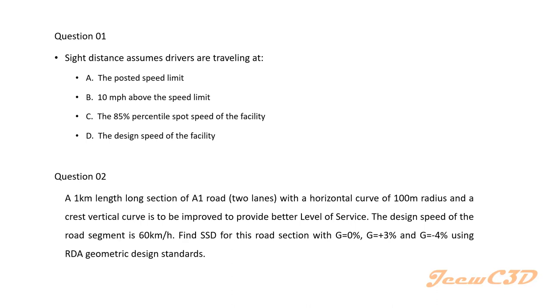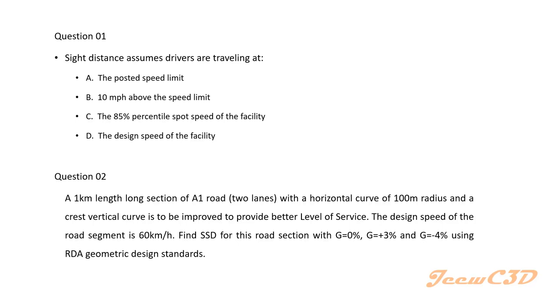Here you have two questions. First one: the side distance assumes drivers are traveling at the posted speed limit, 10 miles above the speed limit or 10 kilometers above the speed limit, the 85th percentile spot speed of the facility, or the design speed of the facility. If you discuss these four answers, you will remember that all the equations are related to the design speed of the facility. So the answer would be the design speed of the facility.